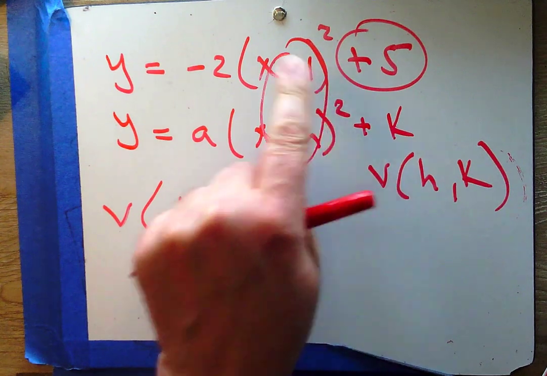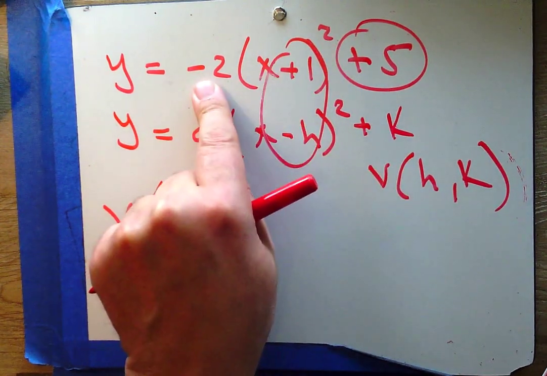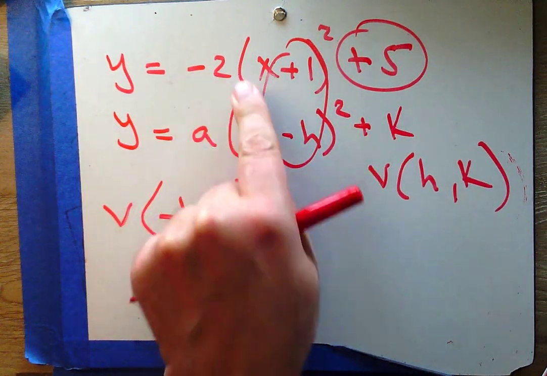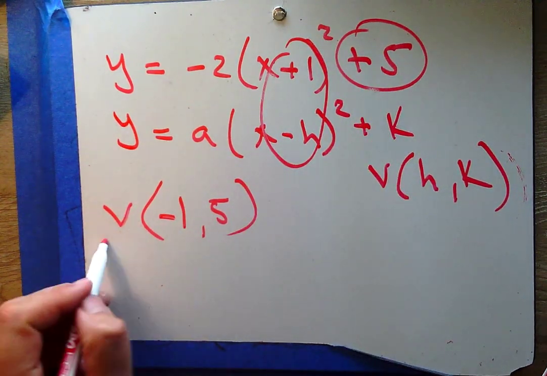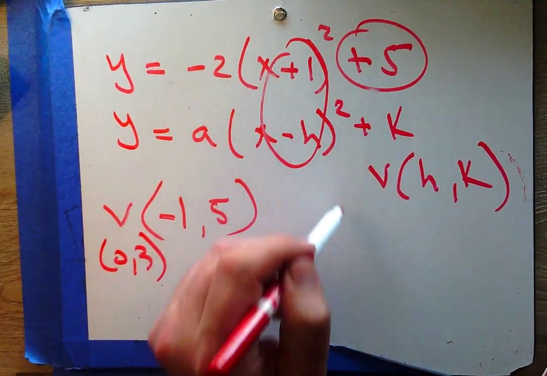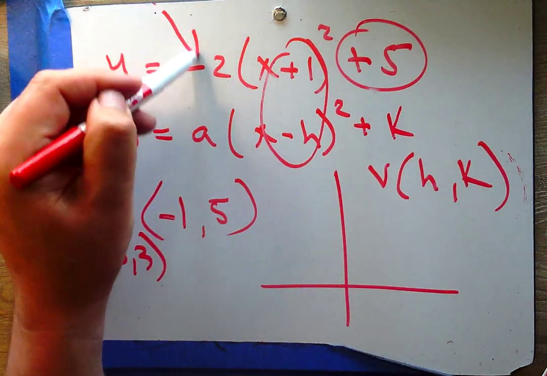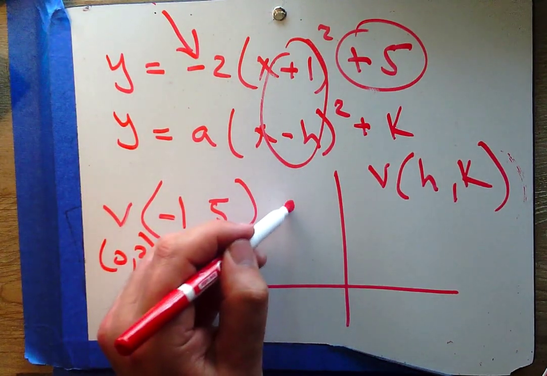0 plus 1 is 1. 1 squared is 1. 1 times negative 2 is negative 2. Negative 2 plus 5 is 3. So I know the y-intercept is at 3. This is a down-pointing parabola.